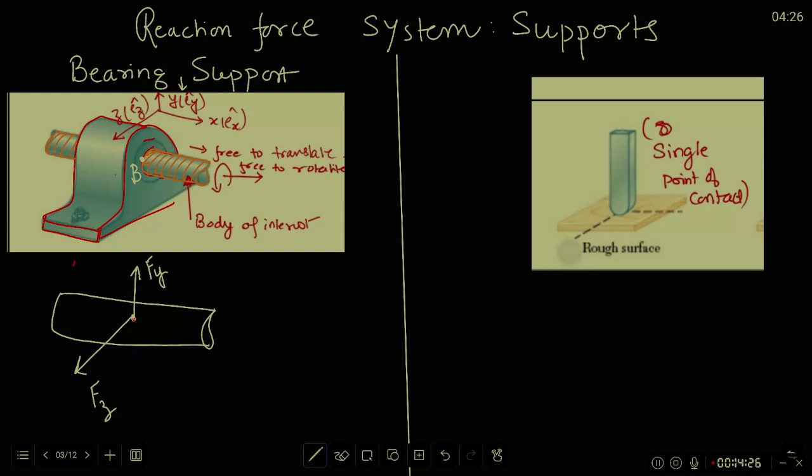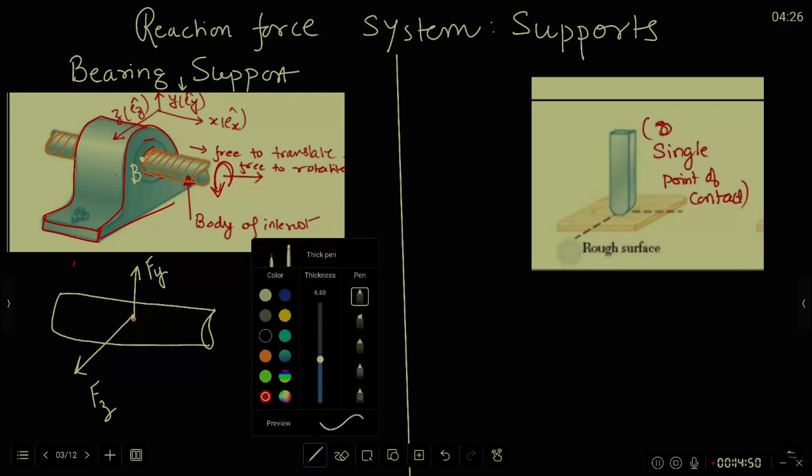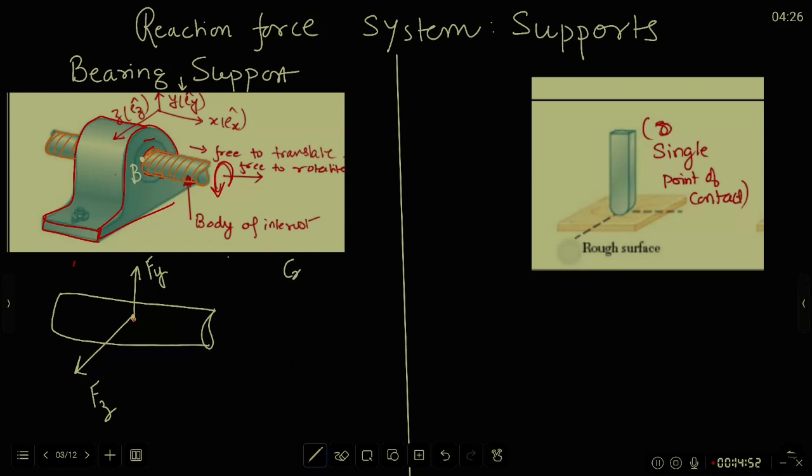Does the bearing offer any resistance to it? You ask the designer, and he says no, he has designed it in such a way that there will be no resistance offered by the bearing when the rod tries to rotate about its axis, and that is why Cx must be 0. Fx was also 0 and Cx is also 0. Fx was 0 earlier because it's free to translate. Cx is 0 because it's free to rotate.